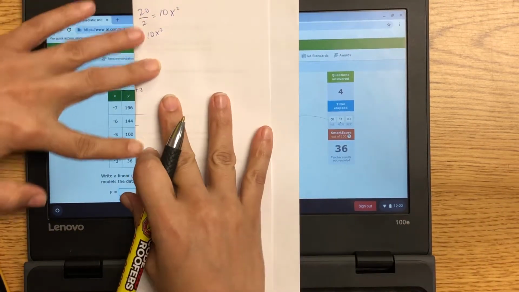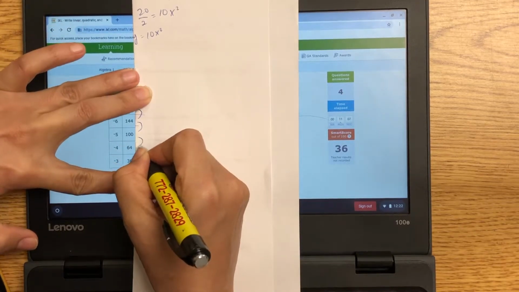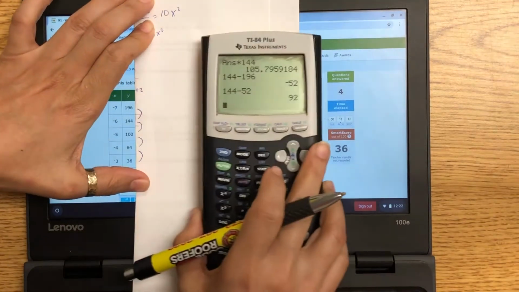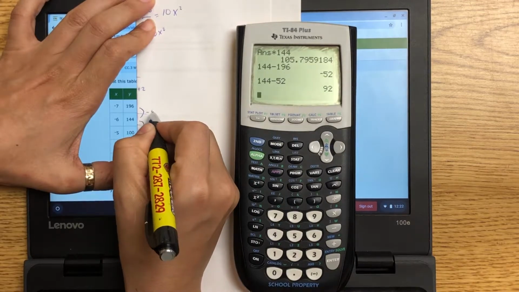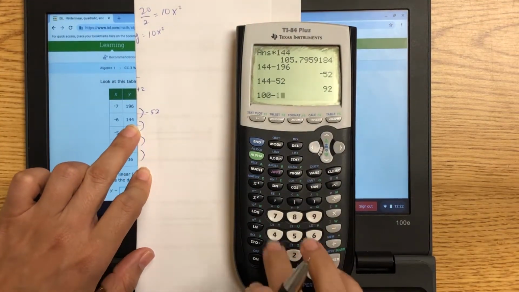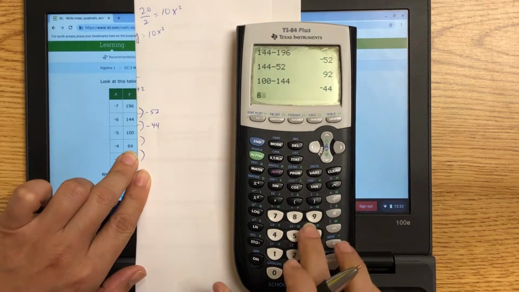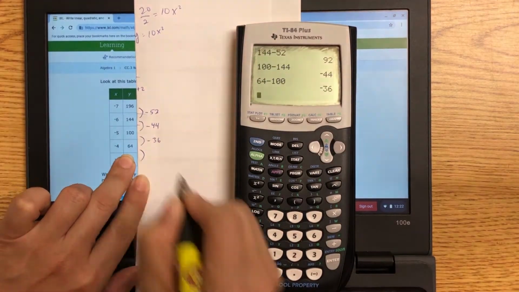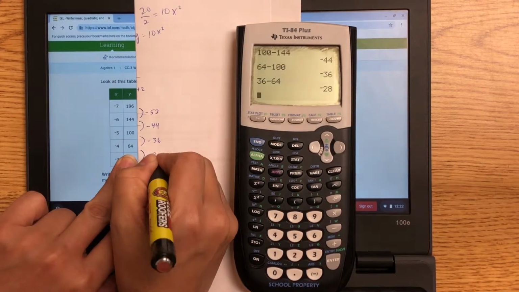And I'm just going to do it on the side here because I'm being a little bit lazy. Okay, so we did 144 minus 196, which was minus 52. Then we're going to do 100 minus 144, it's going to be minus 44. Then 64 minus 100, it's going to be minus 36. Then 36 minus 64, it's going to be minus 28.